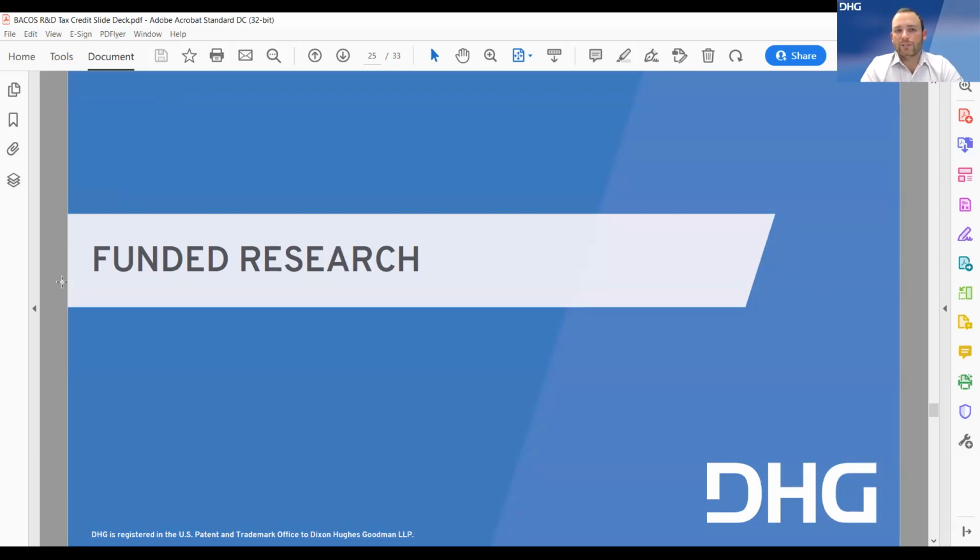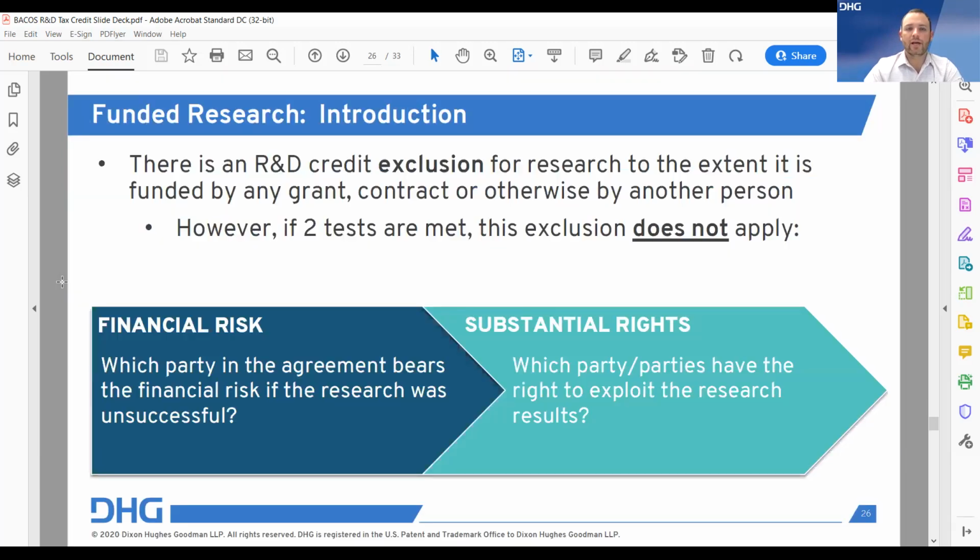So I want to backtrack just a little bit and go into a little more detail on this issue of funded research, just because it has become more of a hot topic in recent years with the IRS. But effectively, what this says is if you're getting paid for R&D work, the IRS does not want you to both get revenue or sales for that work and also get a tax credit for that work. But if you can establish that you've met these two tests, then it's effectively viewed the same as if you're internally funding this work.